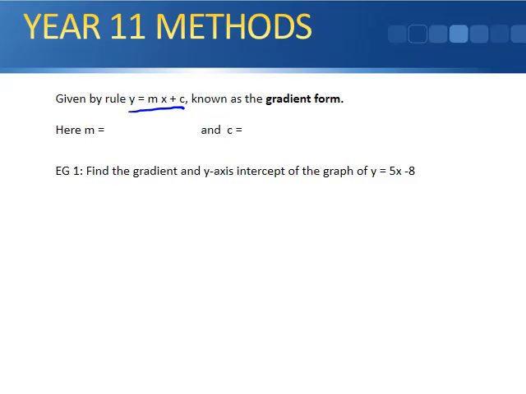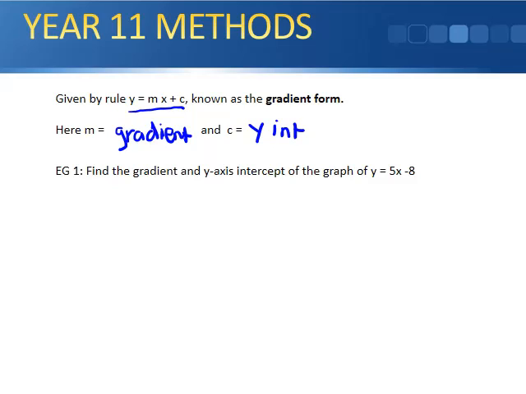That's known as the gradient form. m is, of course, the gradient, and it's always the one in front of the x. And c is the y-intercept. So I'll just call it the y-intercept for short, like this.